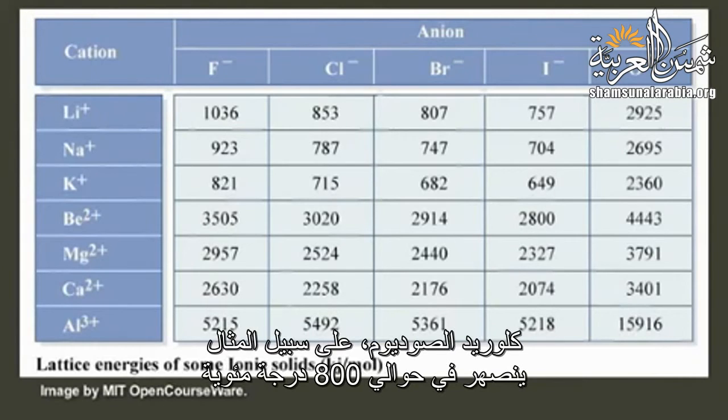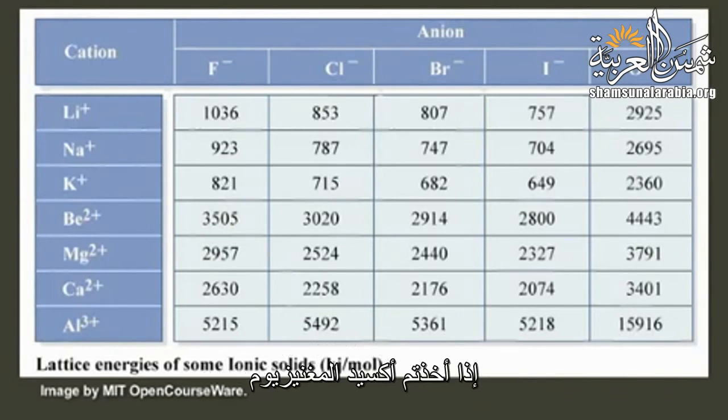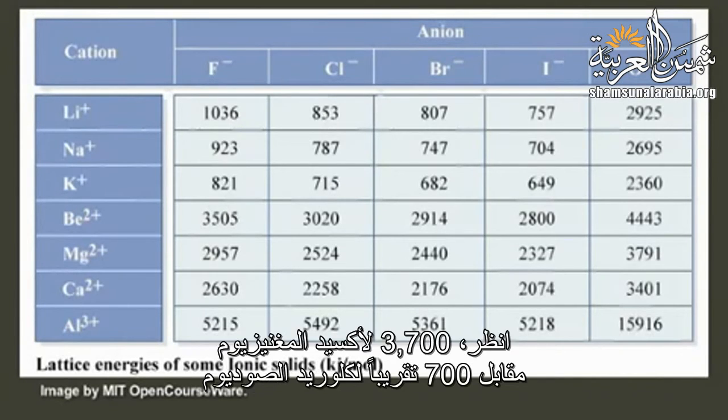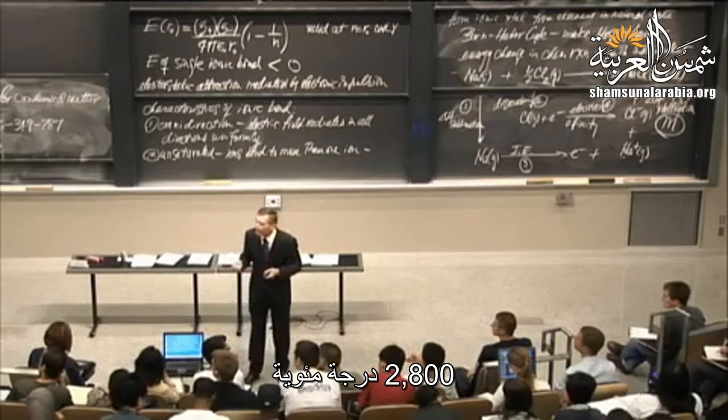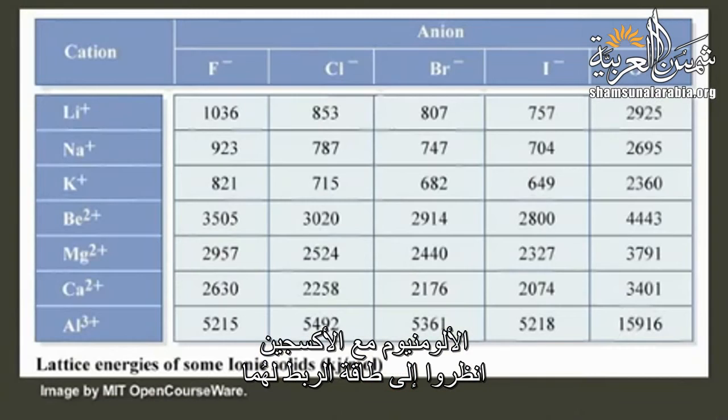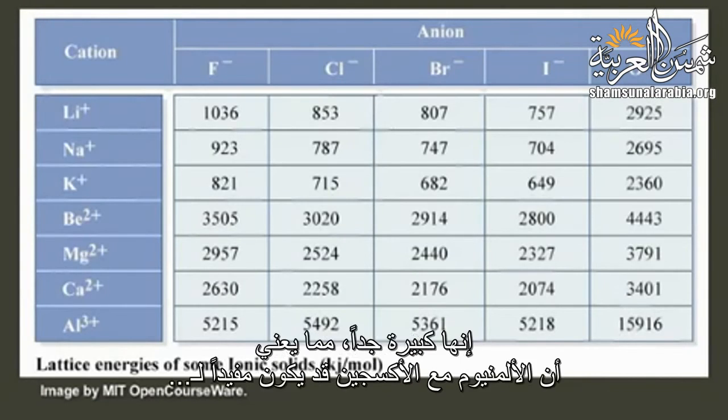So sodium chloride, for example, melts at about 800 degrees Celsius. Now, if you take magnesium oxide, look at 3,700 versus 700. And the melting point of magnesium oxide is 2,800 degrees C. Look at aluminum. Aluminum plus oxygen. Look at the binding energy there.